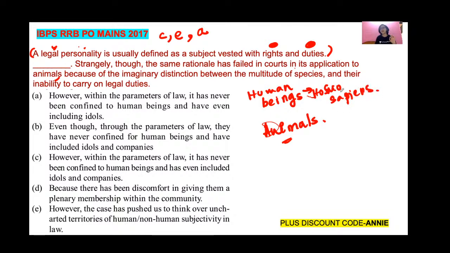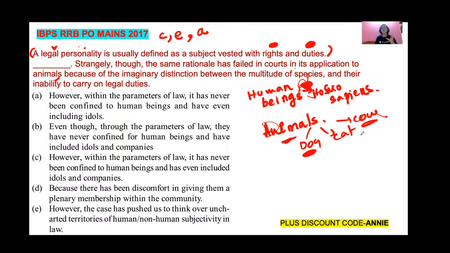Please try to understand why I am writing these things. You will know. In animals there are many species. There can be dog, cat, horse, cow, many. Okay, so in courts, the application of this logic has failed because people are not able to distinguish between the multitude of species. We don't know if the IQ of a dog is the same as the IQ of a cow, right?